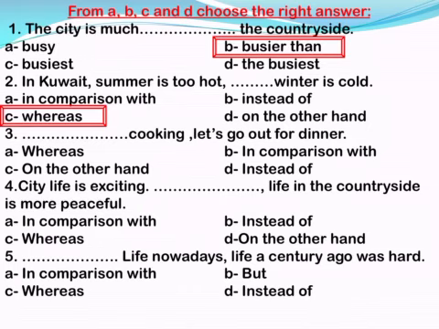Number 3, space, cooking. Let's go out for dinner. So here we have a verb plus ing, which is a gerund, so we will use instead of.